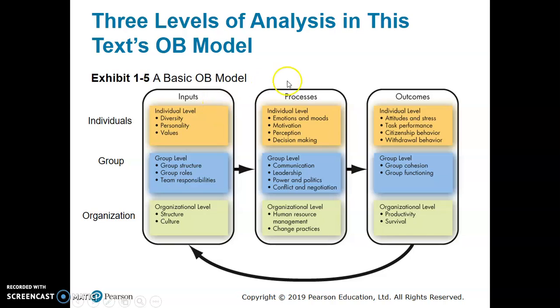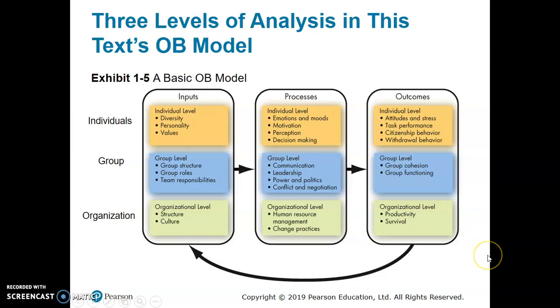What are the outcomes of the input? Maybe in terms of attitudes, whether satisfaction or dissatisfaction. In terms of performance, whether employees experience task performance, citizenship behavior. All these are the effects or the outcomes. At the group level, the effect is group cohesion. When groups experience this, what are the effects? Maybe they become more cohesive, more functioning. And for the organization, with good structure and good cultural practice, what are the effects? Maybe an increase in productivity and improved survival.